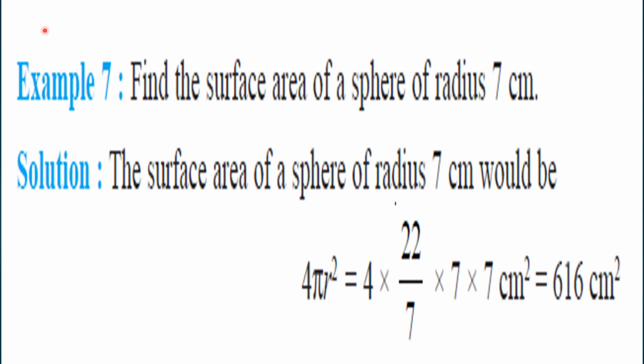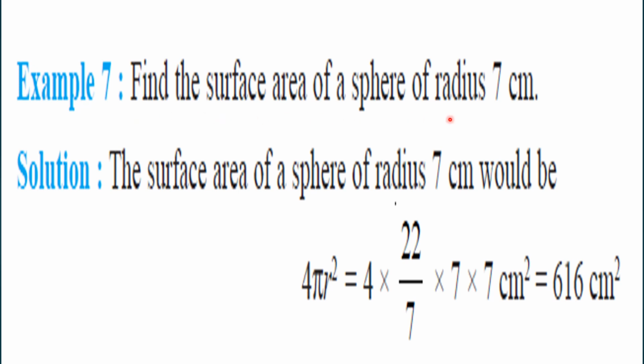To understand these concepts well, let us take some examples. In this exercise, we have discussed the surface area of a sphere, that is one point, and the next one, the curved surface area of a hemisphere, that is the second formula, and the third one is the total surface area of a hemisphere. Yes, my children, you have to memorize these formulas well. Now come to the example.